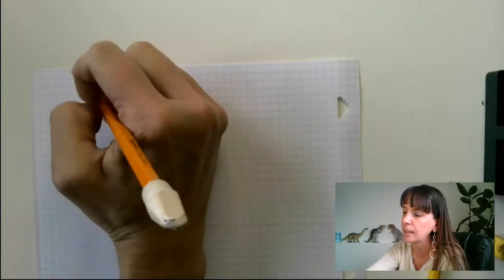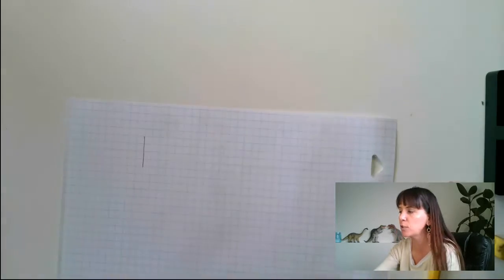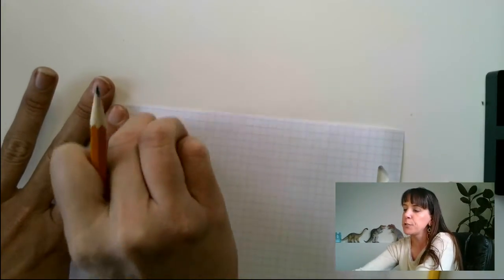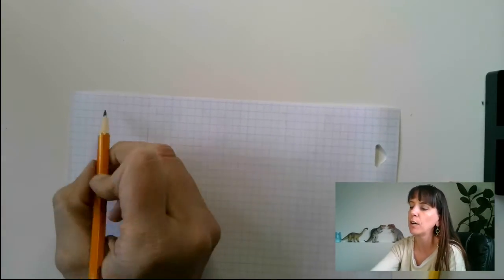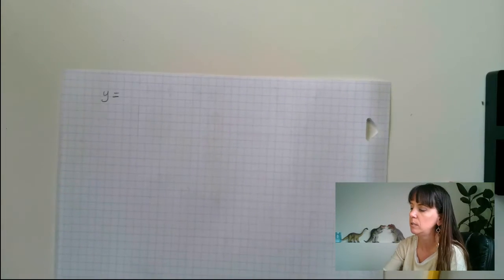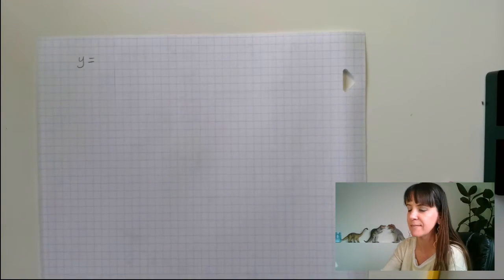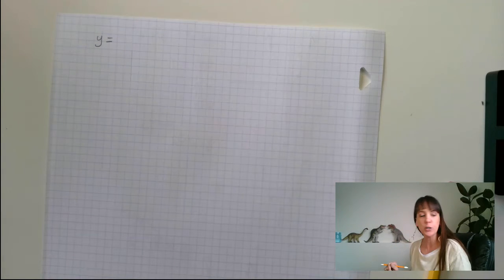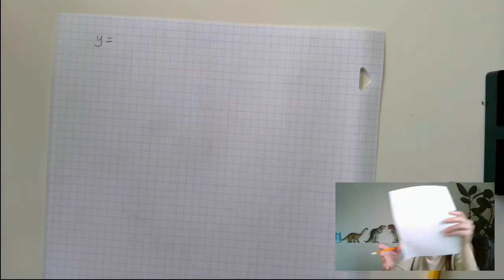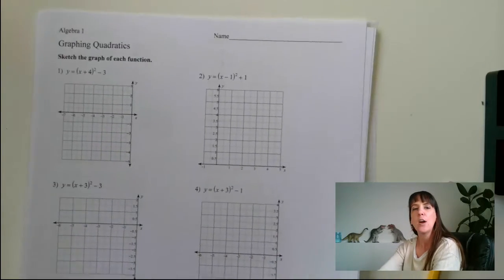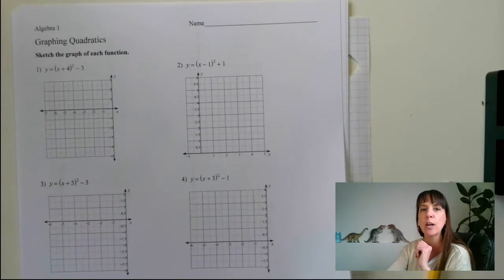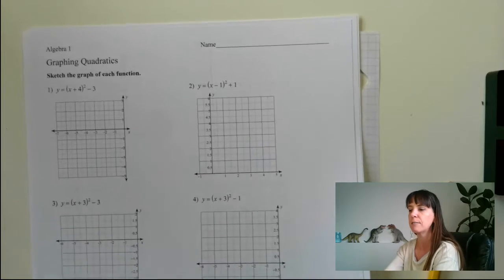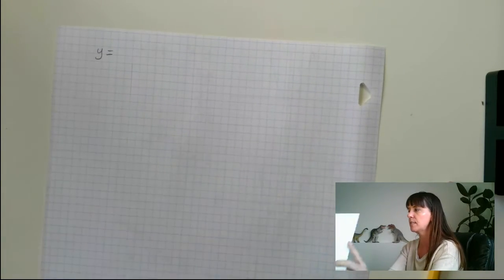All right, so let's talk about what happens when it looks like this. Actually, let's not talk about that yet. Let's go back and do this. You'll see that I have printed out a worksheet down below. Graphing quadratics looks like this. Now you're able to look at these and identify the vertex on these guys. So I'm going to go through this.